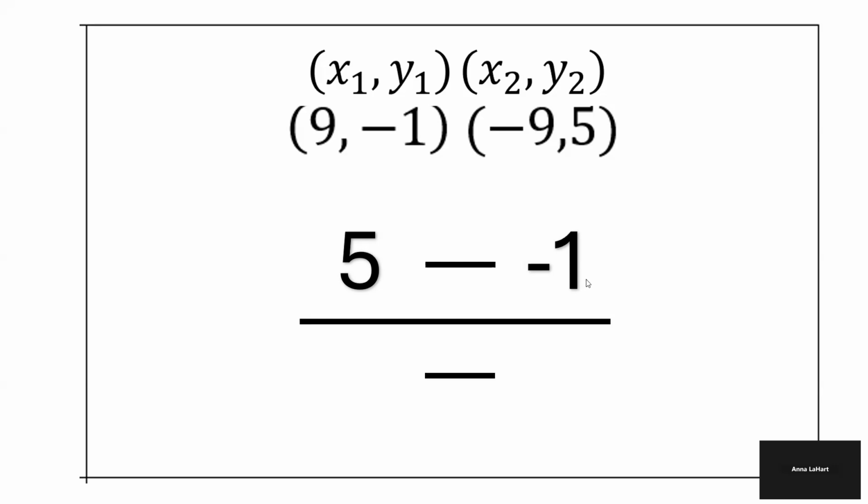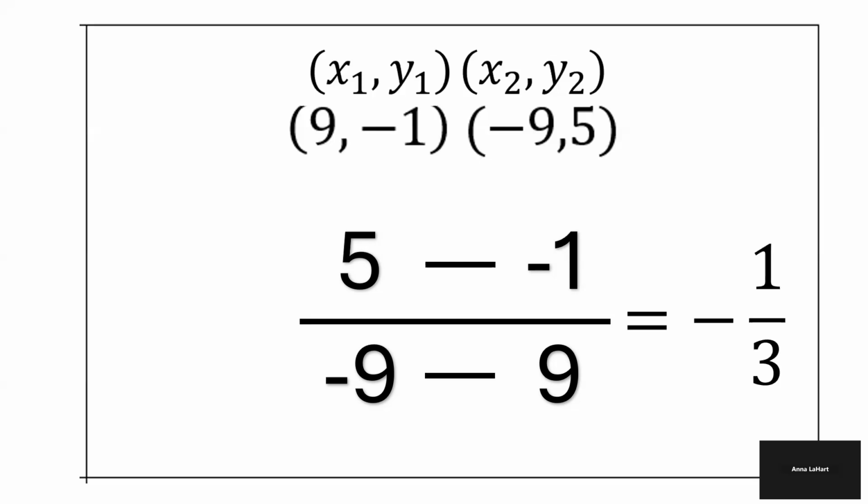So 5 minus the -1. Then in the bottom, since I started with 5, I have to start with the -9. -9 minus the 9. Type that into your calculator. You hit enter. Go ahead and pause the video if you want to do it. 3, 2, 1. You would get a -1/3.